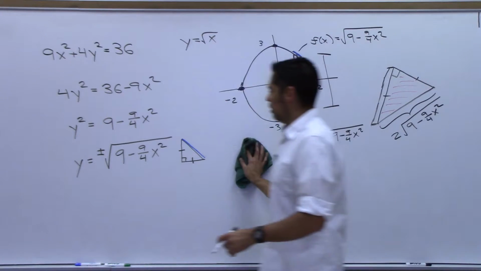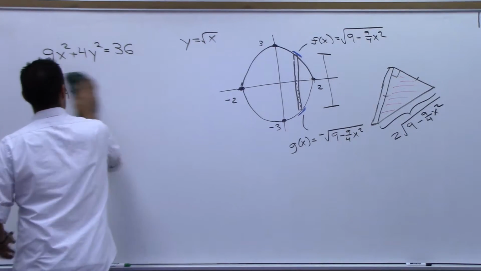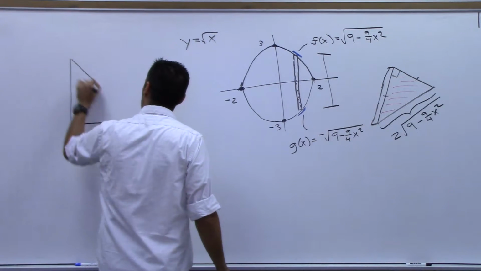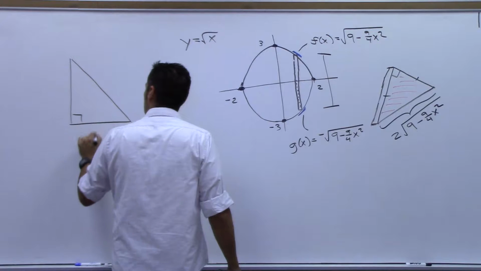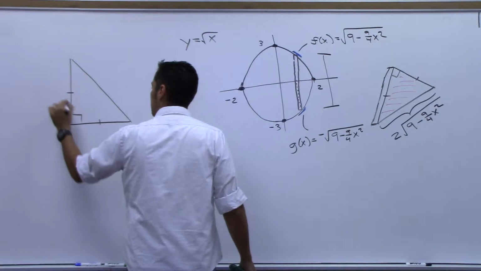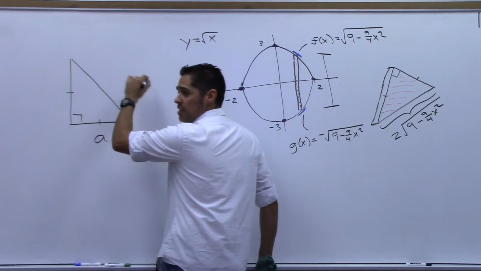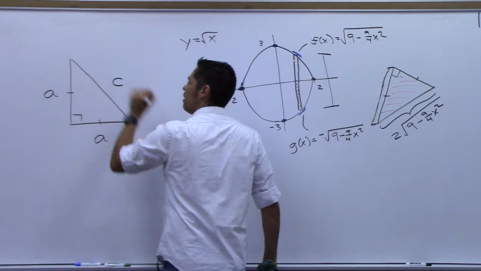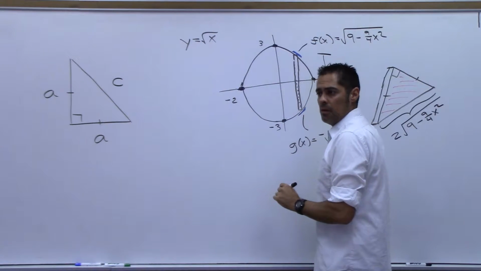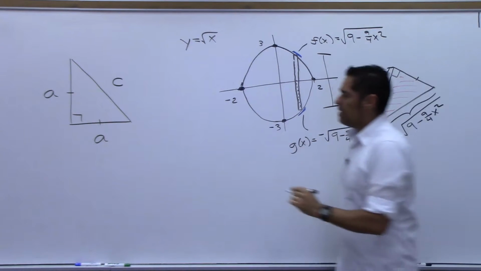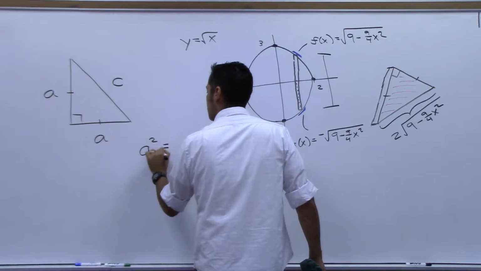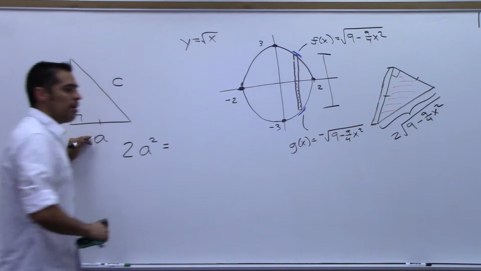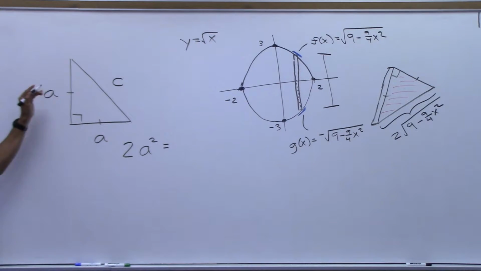So when it comes to an isosceles right triangle like this, it does follow that these two sides are the same. We usually say a squared plus b squared is c squared, but could I say A and A because they're the same? And could I say C over here like that? Yes. And so A squared plus A squared, 2A squared, must equal C squared.